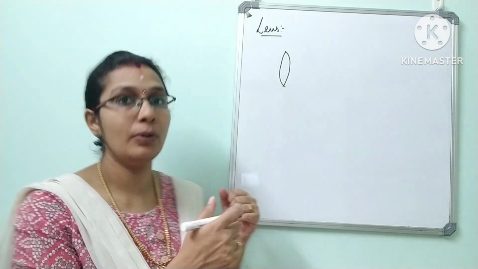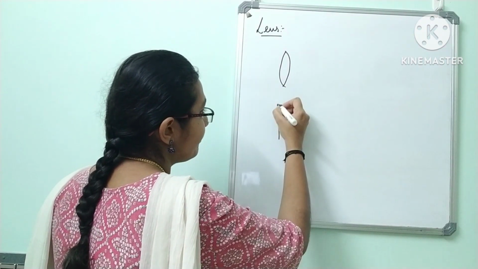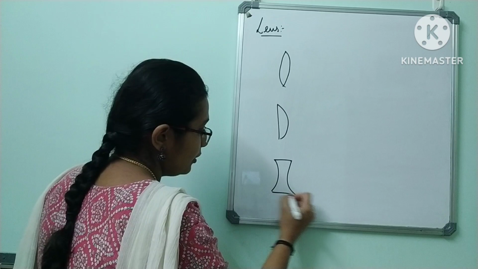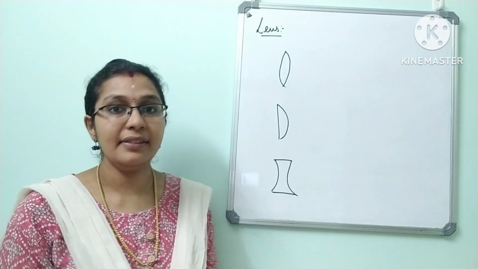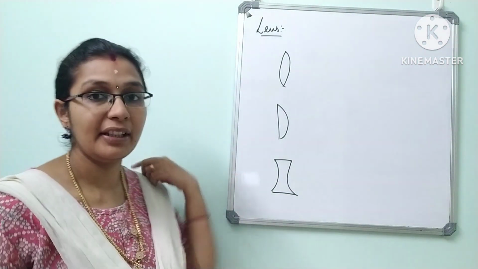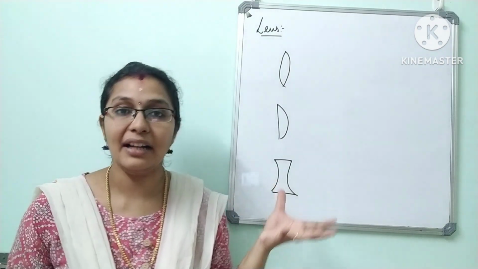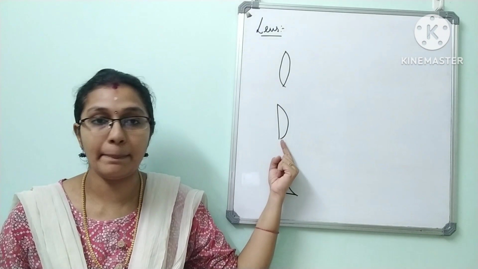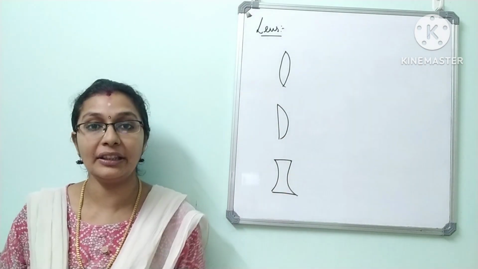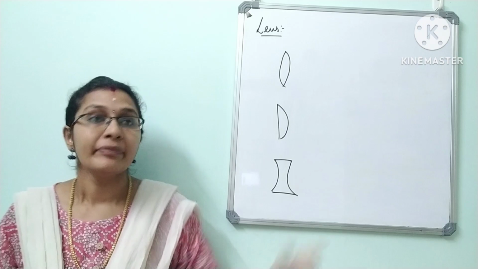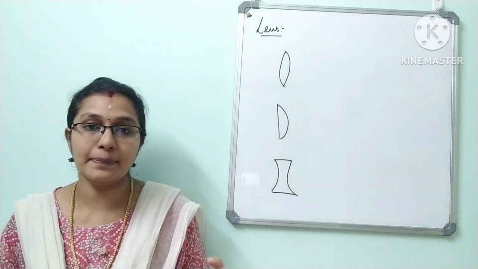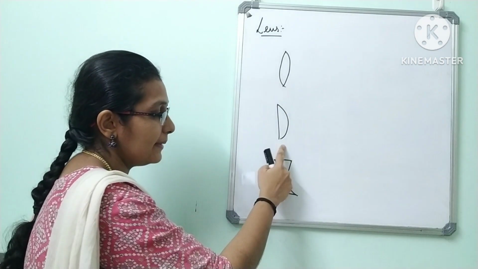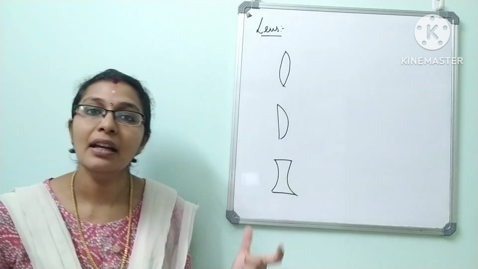So I will give you a few lens types. In our 10th syllabus, we learn only about the first and last one, and this is one additional type of lens. So this is a convex lens, this is a planar convex lens, and this is a concave lens. Any one surface should be spherical. Here both the surfaces are spherical. Here one is plane and another is spherical. Here also both are spherical.